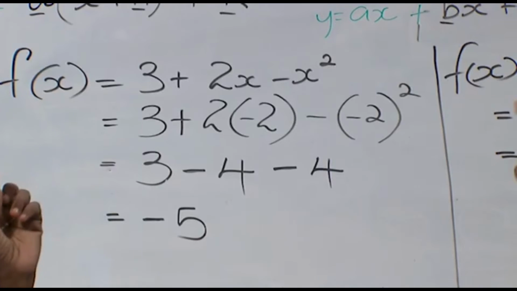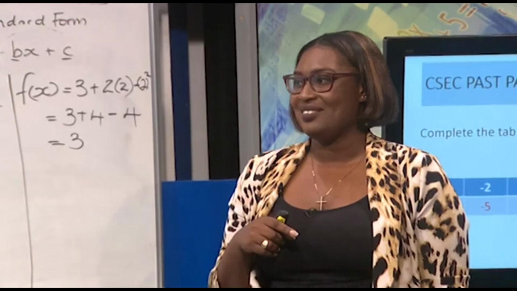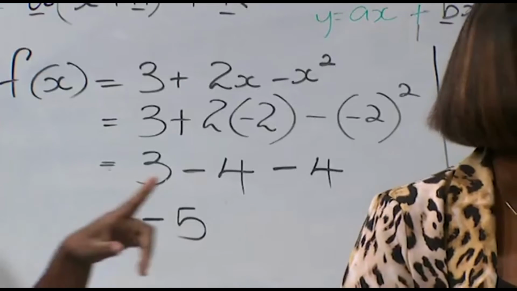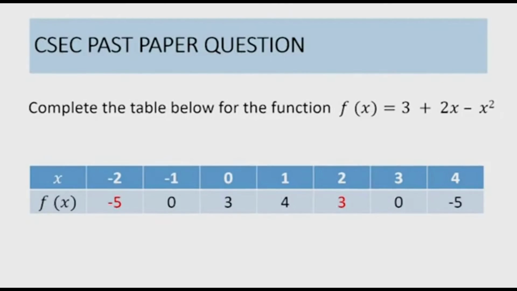Is it a happy graph or a sad graph? I think it's sad. It's sad, yeah. It's frowning. So we can actually look now at these numbers on our table, and we can see the frown happening. Watch this.